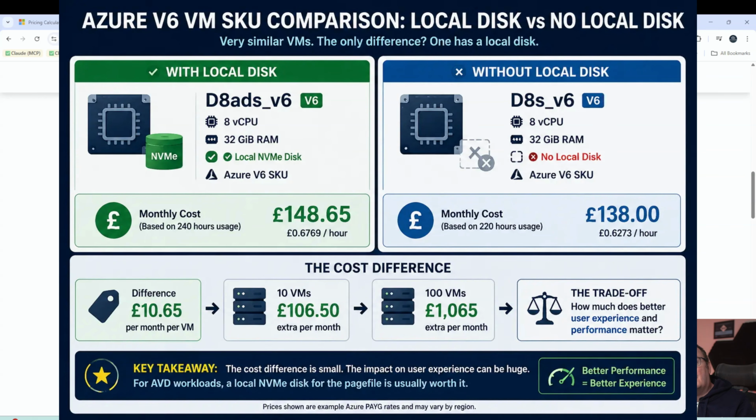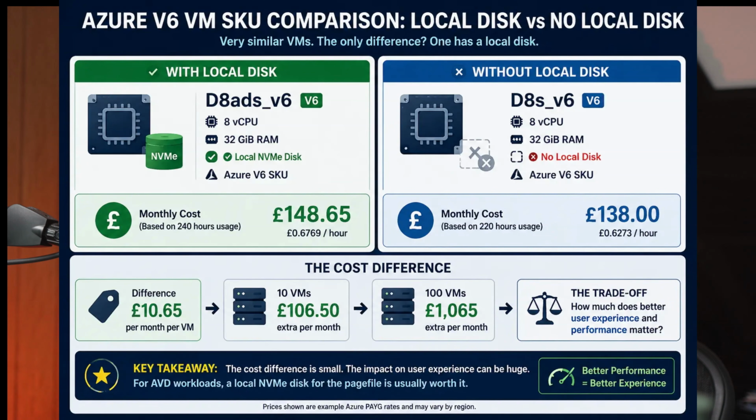Now, probably not that much, right? So if you've got, I don't know, 10 VMs running in your environment, that's going to be £100 a month. If you've got 100 VMs running in your environment, that's going to be like £1,000 a month difference if you have a local disk. I guess the trade-off that you need to think about from a user experience point of view is how much does that matter? Because you would get a better user experience if you are using the temp disk to have your page file on there as well.